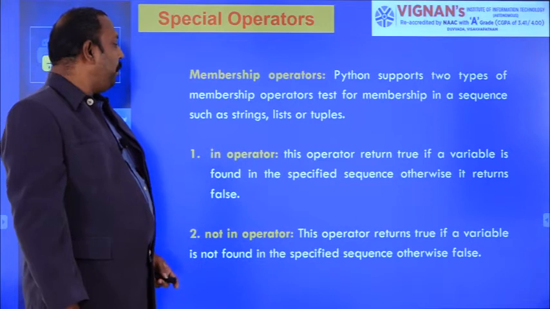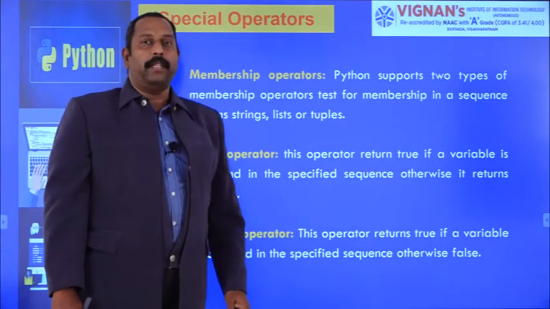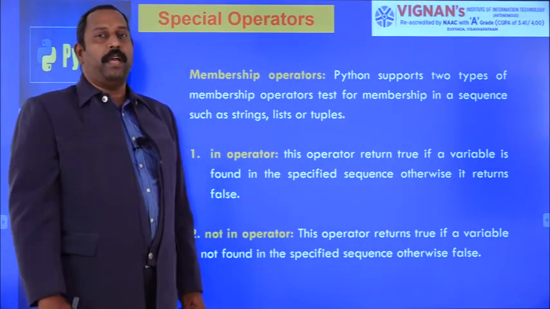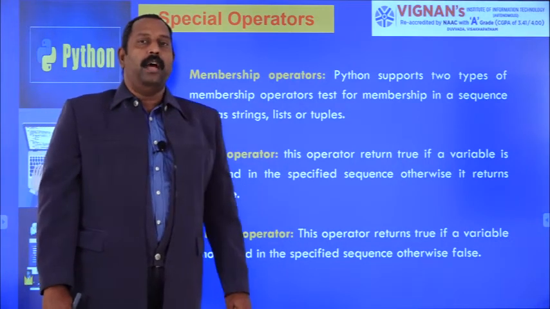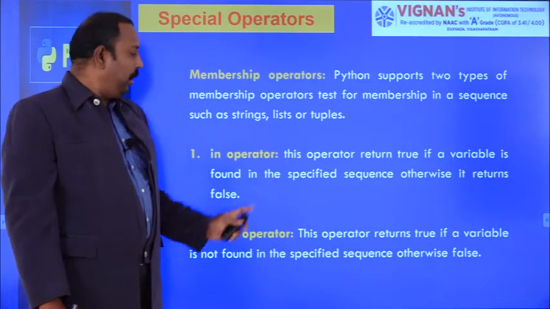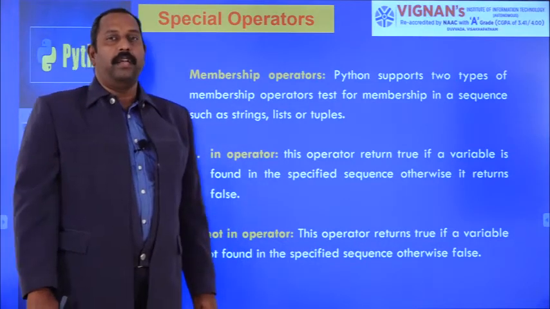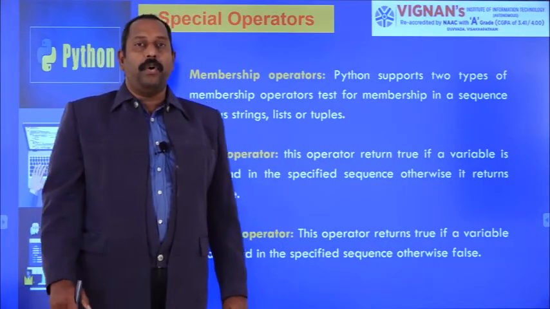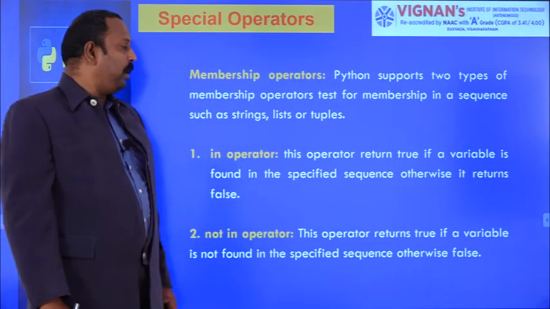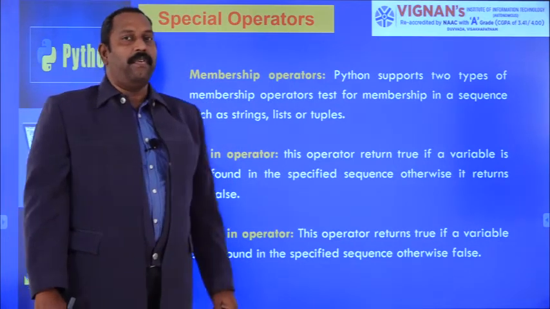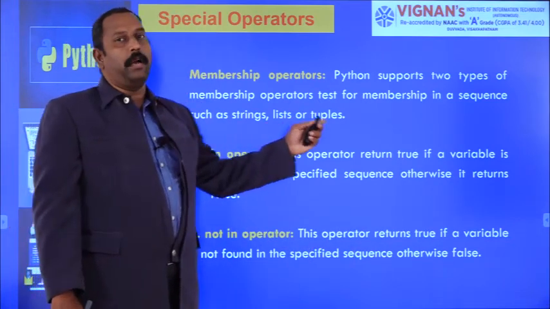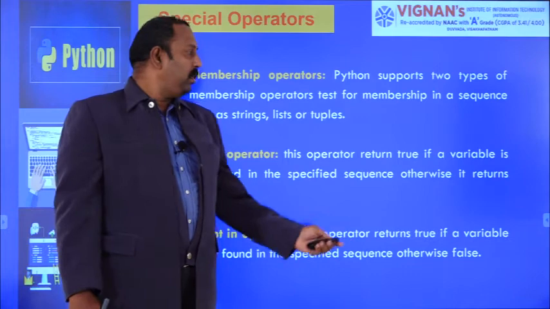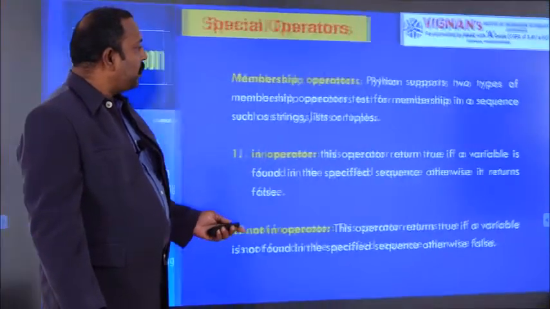And the next one is the membership operator. The in operator means if a particular variable is available in a sequence, then it will return true, otherwise it returns false. And the next one is the not in operator. If the variable is not found in a sequence, then it will return true, otherwise it returns false. Here the sequence can be a string or a list or a tuple. Now we will go to the examples of special operators.